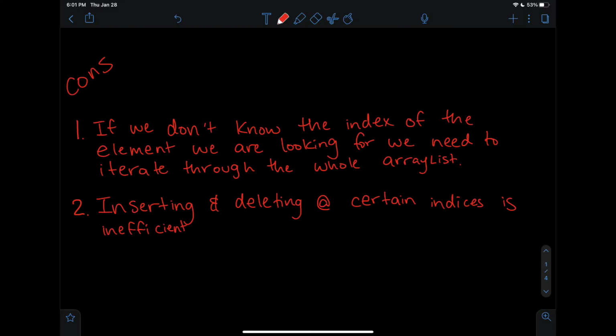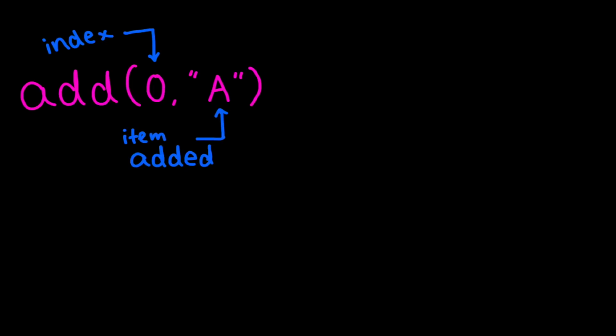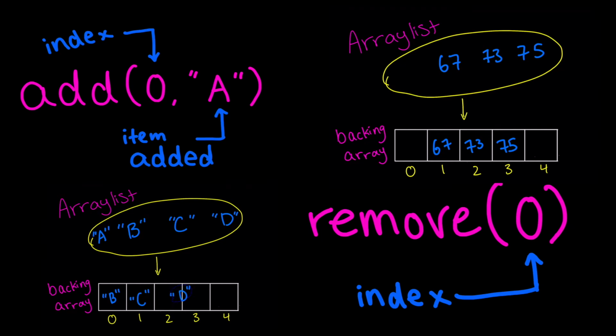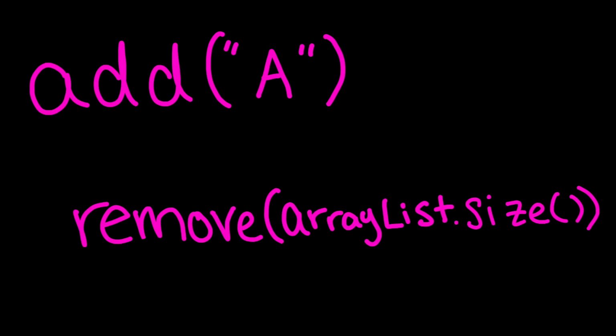The second con is that whenever we add or remove an element at a certain index, we have to shift all the elements down. This is very inefficient, running at a time complexity of O of n in the worst case. The worst case being, if we added an element at the 0th index or removed an element at the 0th index, we'd have to shift everything down. The only time we can do either of these operations and it not jeopardize runtime is if we add an element at the end of our array list or remove the last non-null item of our array list. Then you don't need to shift anything.